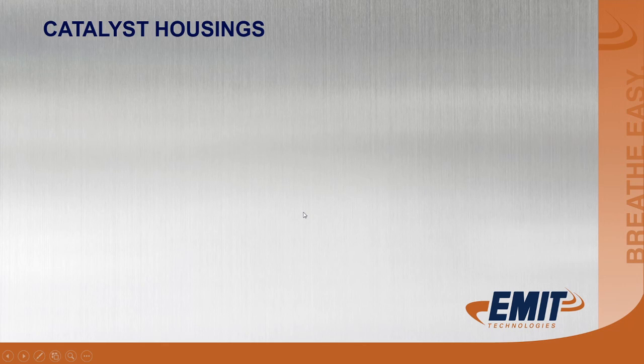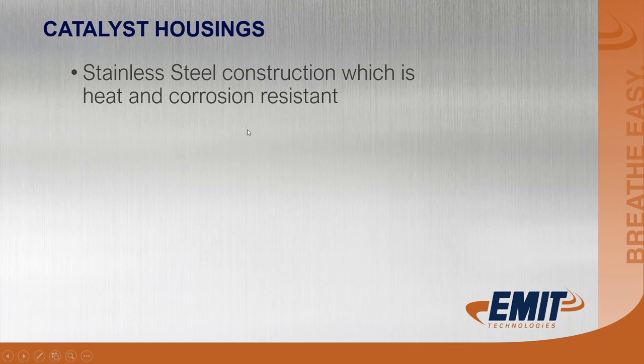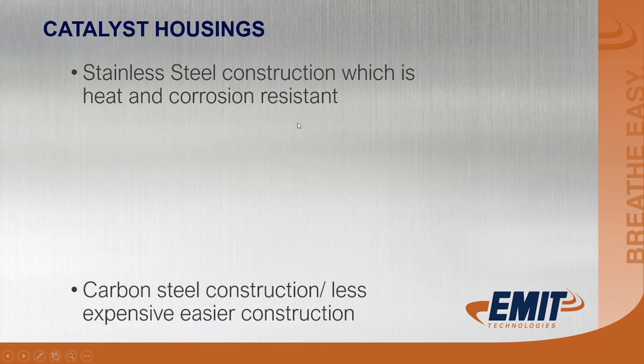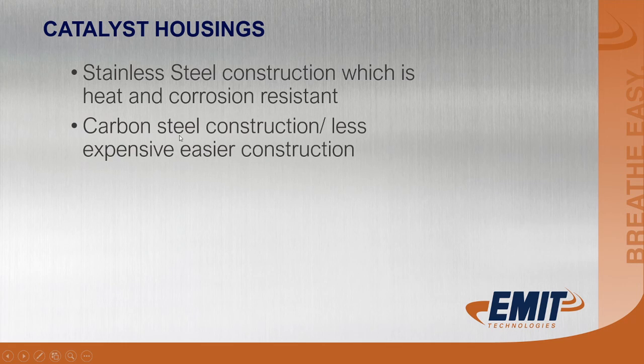Now we're going to cover catalyst housings. There's several different catalyst housings. There's stainless steel construction, which is heat and corrosion resistant. Carbon steel is very popular because of the cost. It's less expensive and easier for construction.